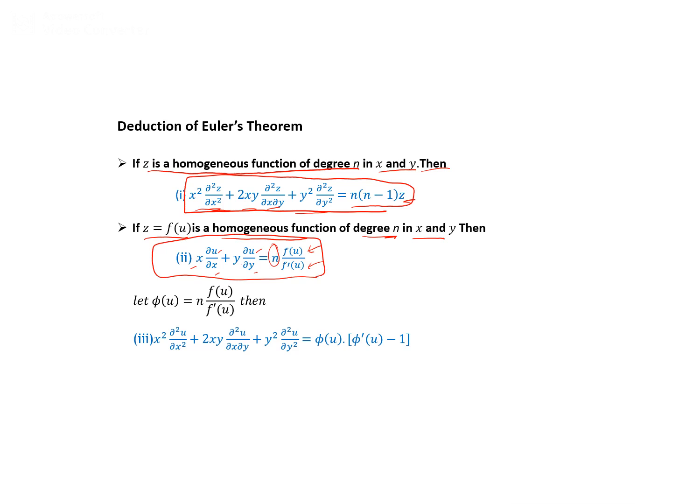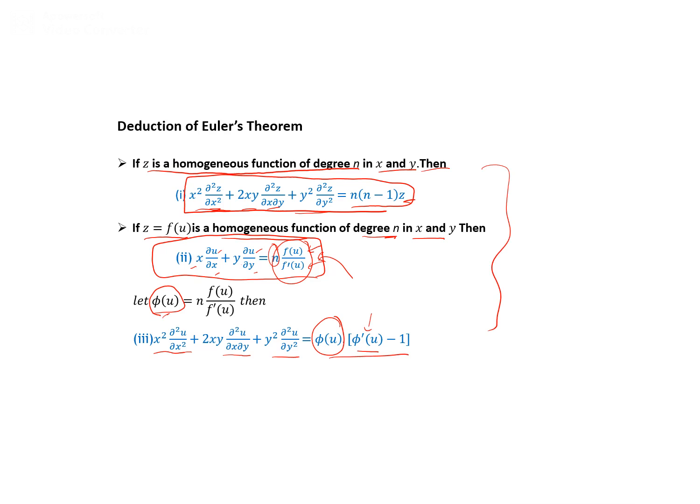So this is a deduction of Euler theorem, and to generalize that deduction, we can write: suppose this f u upon f dash u is a phi u function. Then we can write x squared del 2u upon del x2, plus 2xy del 2u upon del x del y, plus y squared del 2u upon del y2, is what? It is phi u into phi dash u minus 1. Here phi dash u is what? It is the derivative of that phi u function.